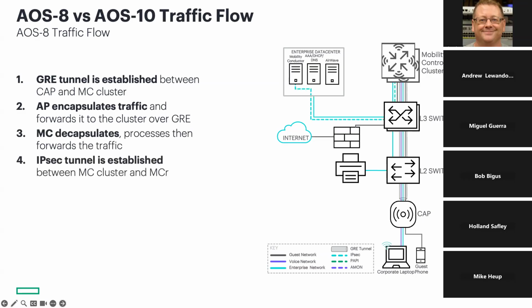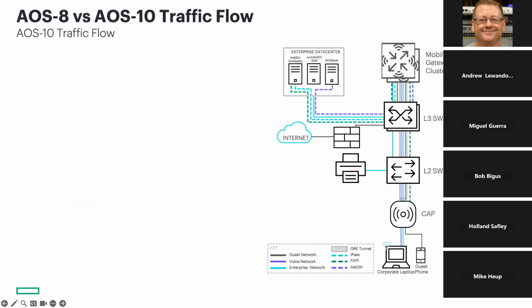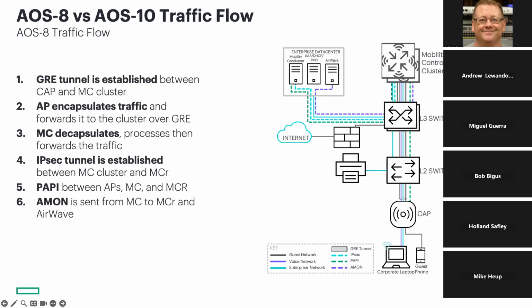IPsec secures all control plane traffic exchanged between the mobility conductor and the mobility controllers. Additionally, two management protocols are also used: PAPI between AP, mobility controller, and mobility conductor, and AMON set for mobility controller and mobility conductor to Airwave. Let me minimize this other window here that was distracting me.